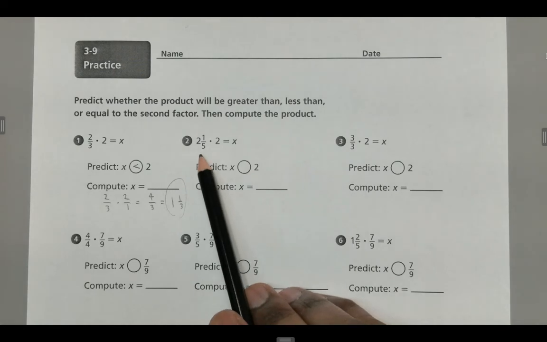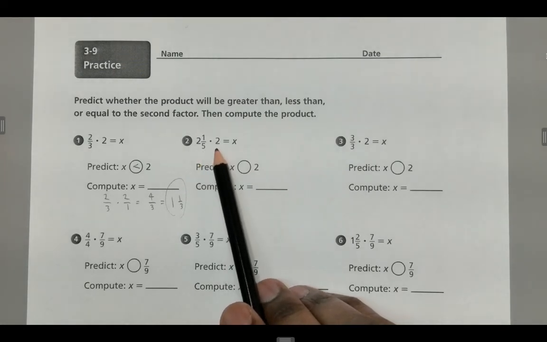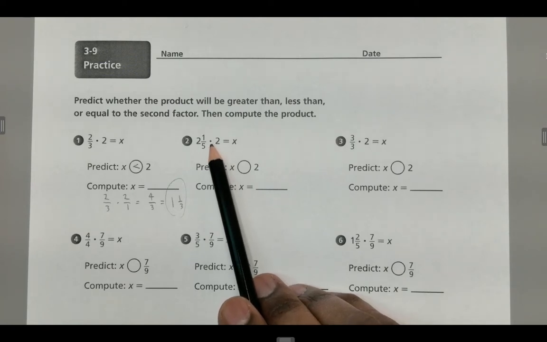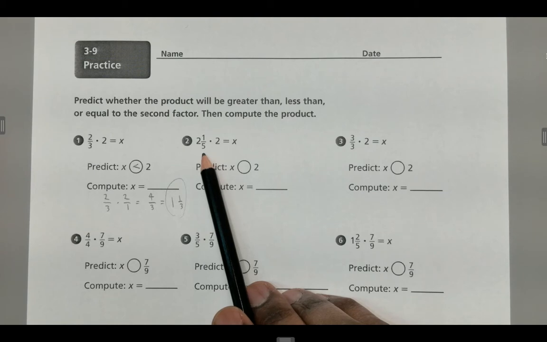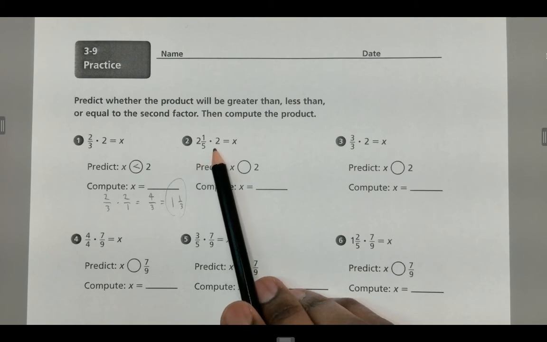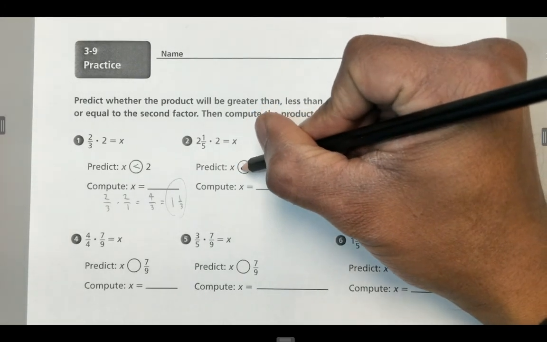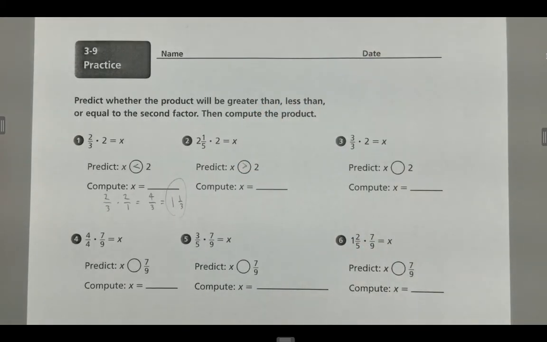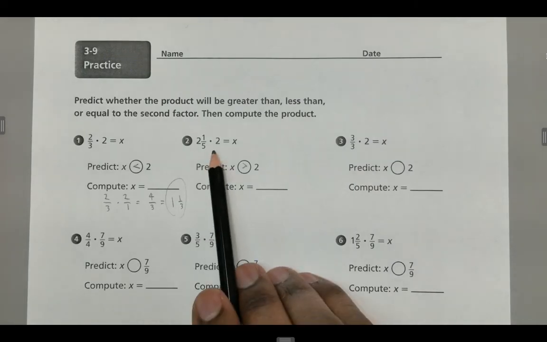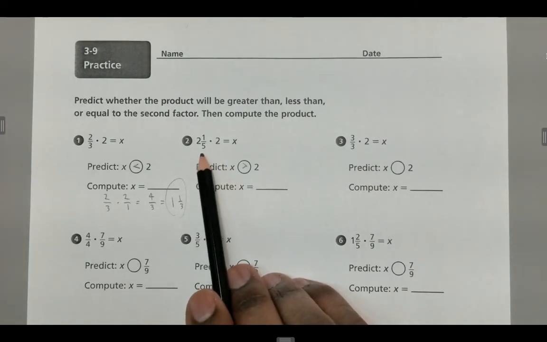Okay, number 2. 2 1/5 times 2. What am I doing to 2? I'm multiplying it by 2 1/5. Is 2 1/5 equal to 1 whole? No, it's not. Is it less than 1 whole? No, it's not. Is it greater than 1 whole? Yes, it is. So I'm taking something greater than a whole and multiplying it by 2. My answer is going to be greater than what I started with. The answer to this is going to be greater than 2, because I'm taking 2 and multiplying it by something greater than 1 whole.